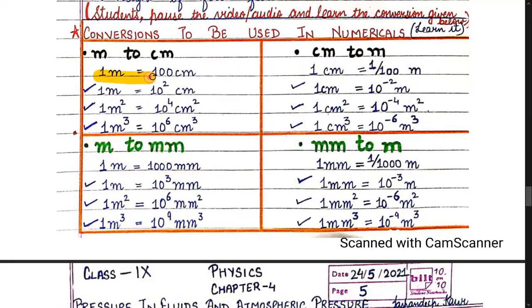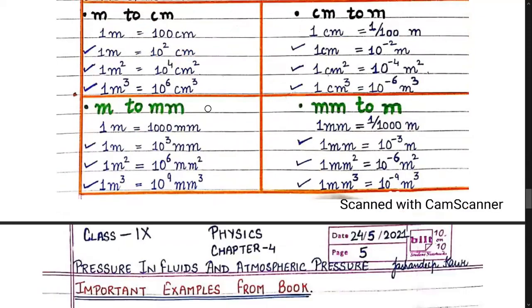If 1 meter is 100 centimeter, that means 1 centimeter is 1 by 100th of a meter. Look at the powers. If you're going from big to small, powers are positive. When you're going from smaller unit to bigger unit, then the powers are coming negative. Why? Because your answers are going in denominators. Your zeros are going in the denominator. That's why it is happening. So you all are requested that first of all, you learn these conversions. They all are required and they are important to learn.